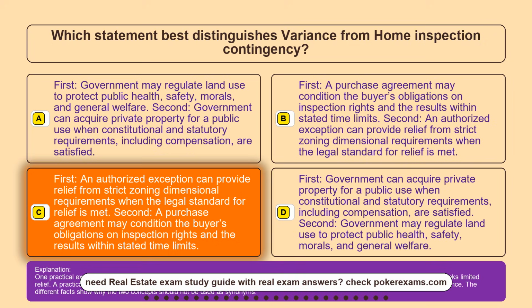One practical example of the first concept is this: a narrow lot creates a qualifying hardship involving a setback requirement, and the owner seeks limited relief. A practical example of the second is this: a buyer wants the right to evaluate the roof, foundation, and mechanical systems after acceptance. The different facts show why the two concepts should not be used as synonyms.